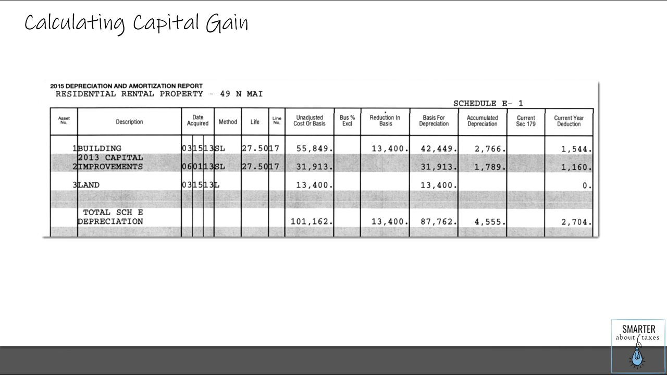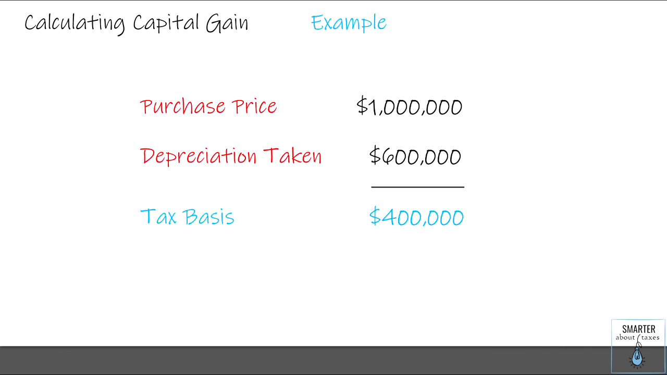Here's a depreciation schedule. This is where you can find your basis. If you have a good CPA or tax preparer, you should be able to look in your tax documents and find out what your basis is. I'm not going to go into too much detail, but this is what it looks like. You can see the unadjusted cost or basis, that's before all the adjustments over time. Accumulated depreciation and current year deduction are the taking of depreciation. So you want to find what your basis is on the date of sale.